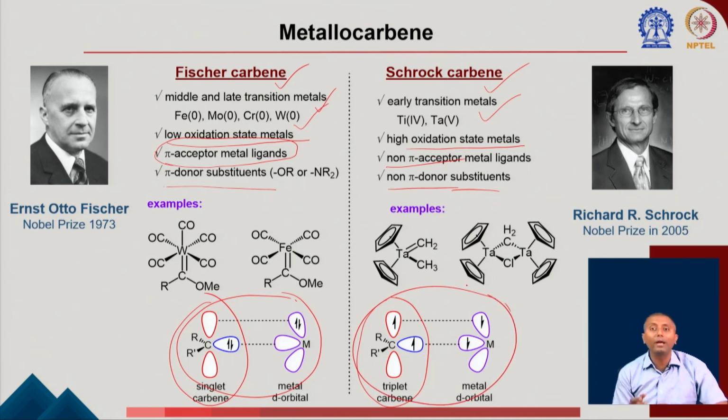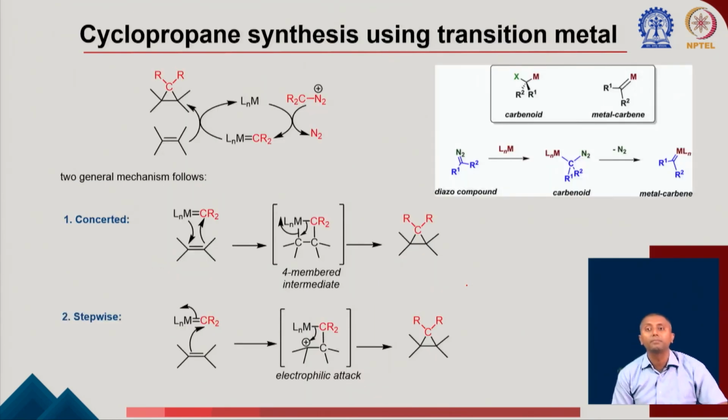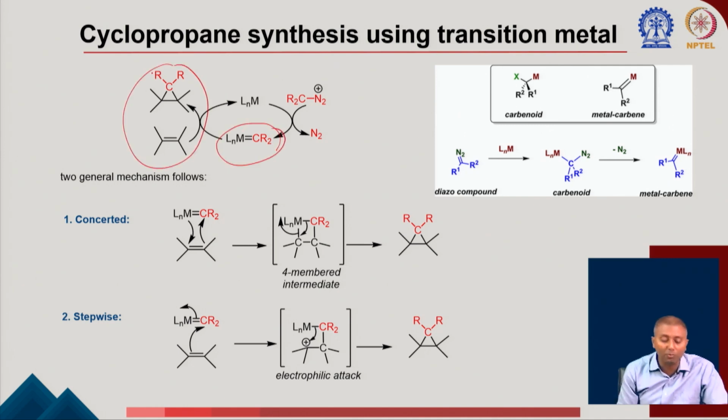So now I think why I have introduced you to the metallocarbene, because there are a lot of cyclopropanations which are done using the metallocarbene. In this type of transition metal catalyzed cyclopropanation, generally diazo compounds are used. So what is going to happen, those diazo compounds are actually going to form the metal carbene, which actually reacts with the olefin to form cyclopropane.